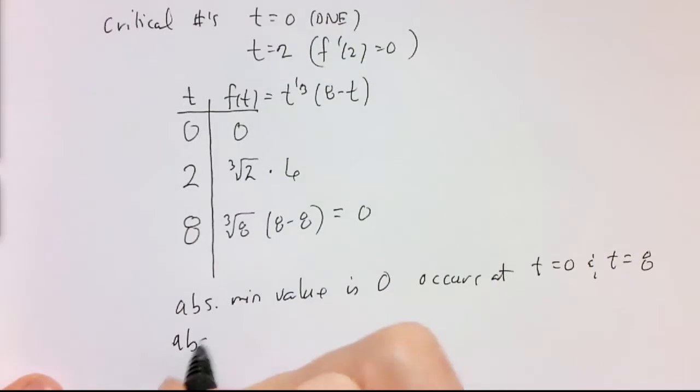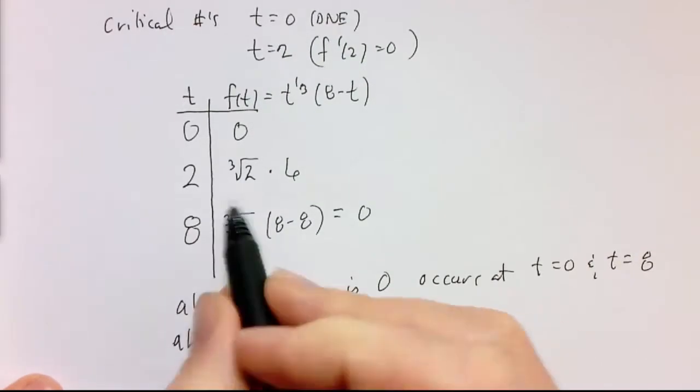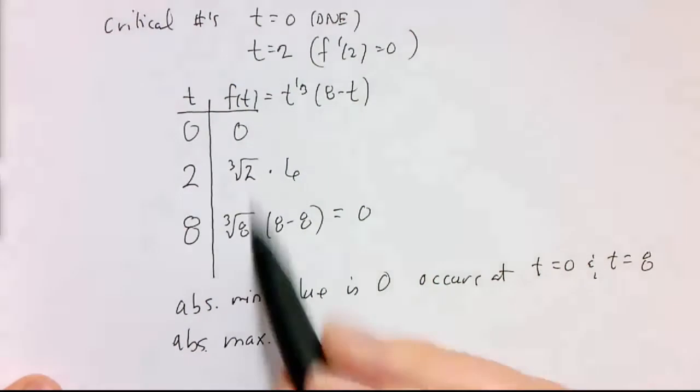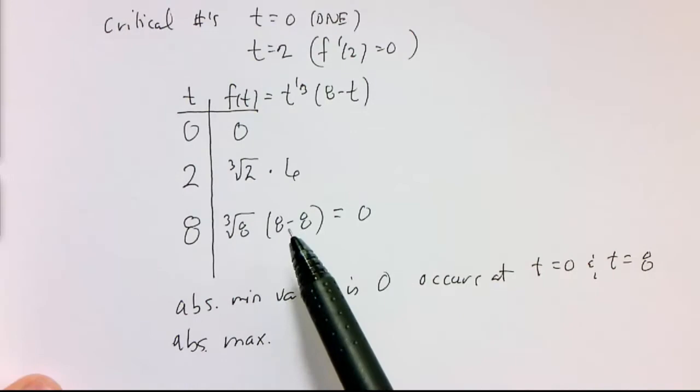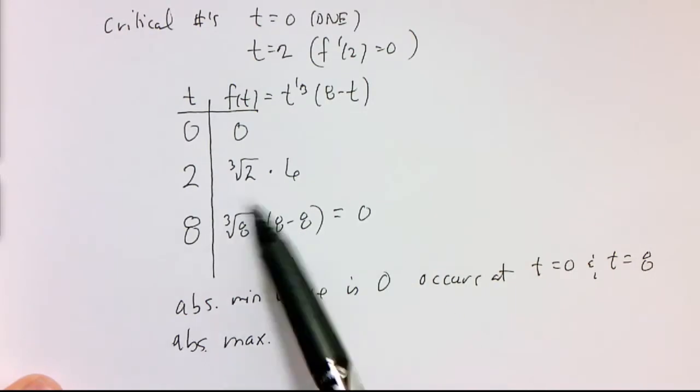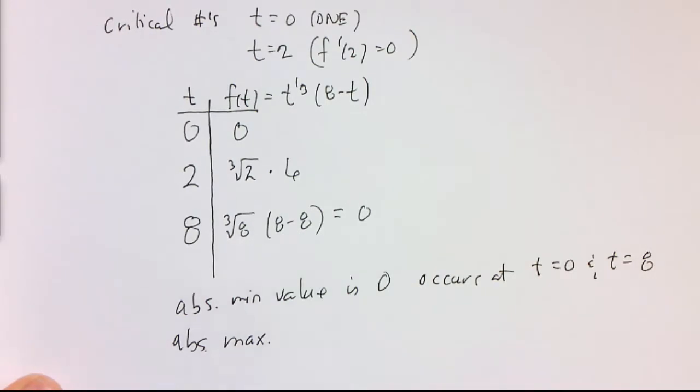The absolute max, I don't know what this number is exactly, but it doesn't matter. It's the only possible location where I could have an absolute max, right? Because it's the only other critical point. So the absolute max is 6 times the cube root of 2, and that occurs at t equals 2.